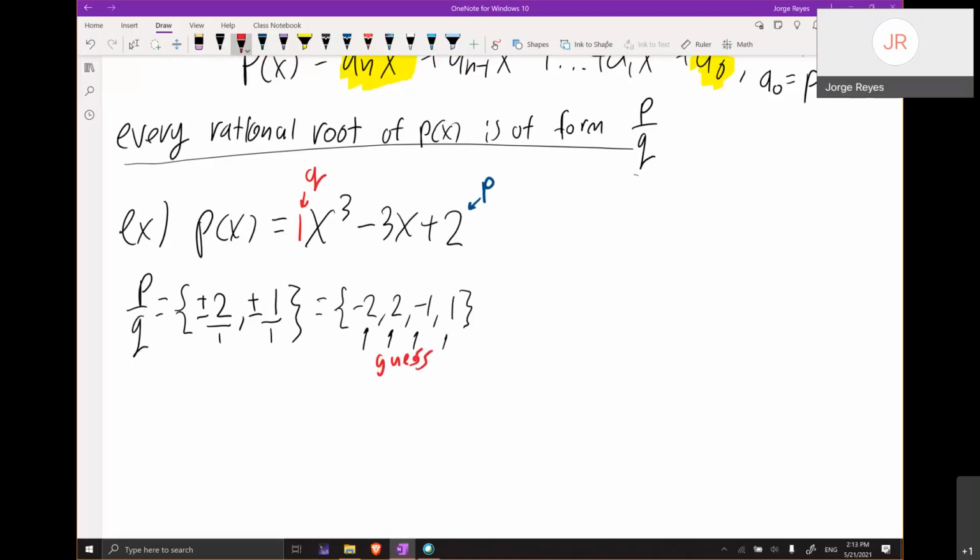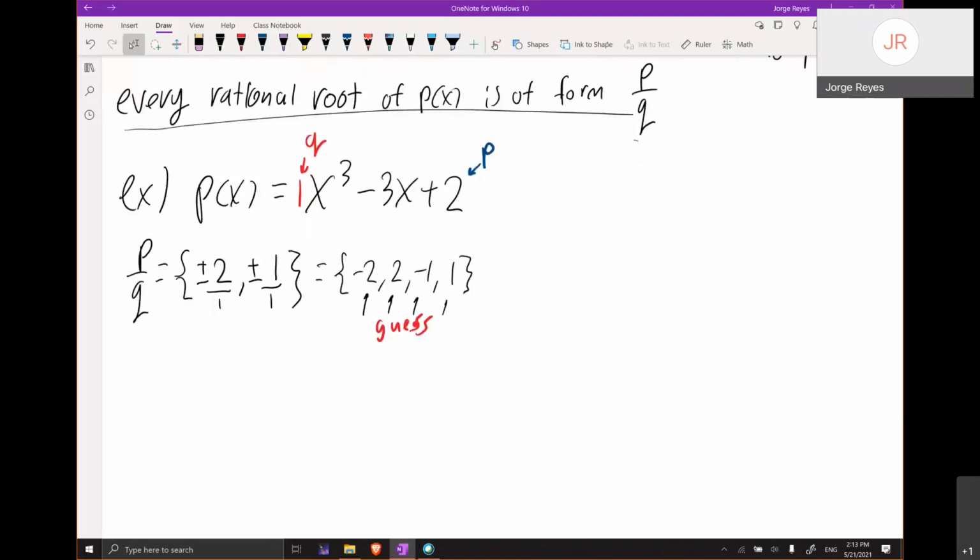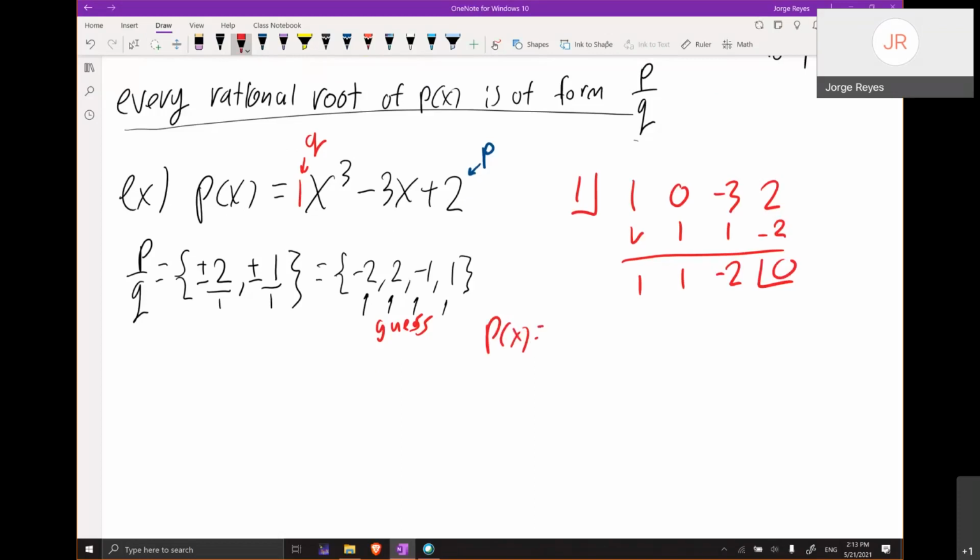So now, you just guess. I'm going to guess 1 because that's pretty much what I always guess first. Then we're going to do synthetic division. And look, it works. So then we can factor p of x. p of x is going to be x minus 1, and then this thing, x squared plus x minus 2.